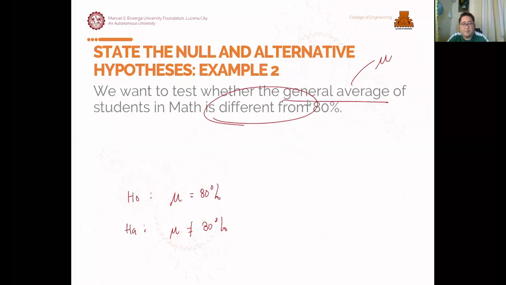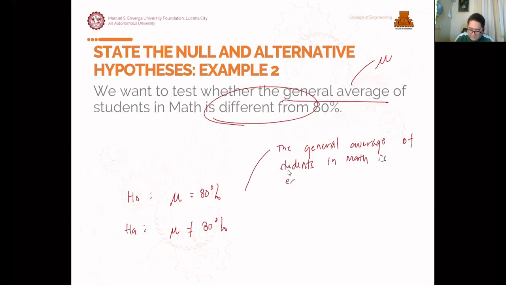Okay? So kapag in words, ano yung magiging counterpart natin in words? So sabihin dito, the general average of students in math is equal to 80%. Okay? Yan yung statement natin.